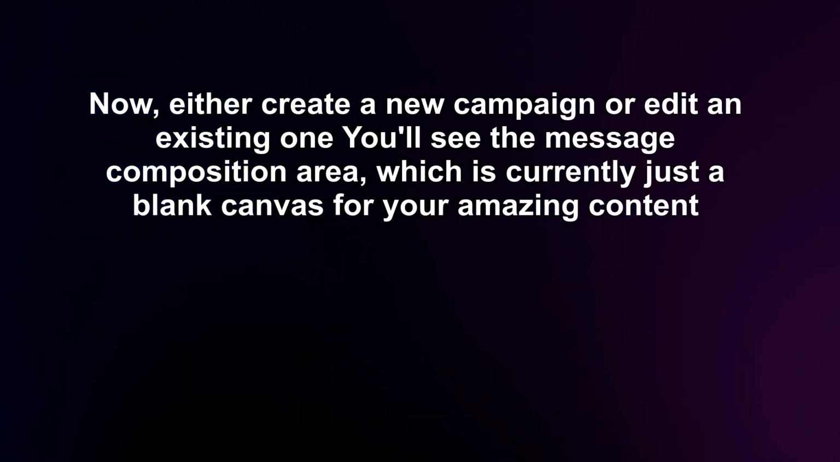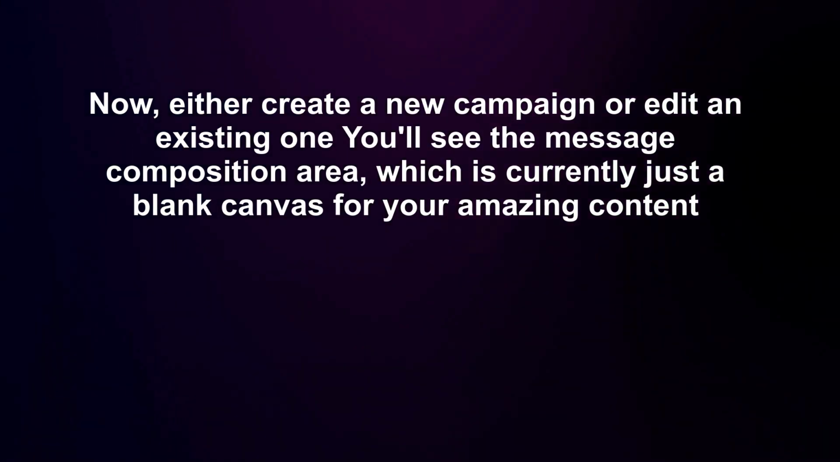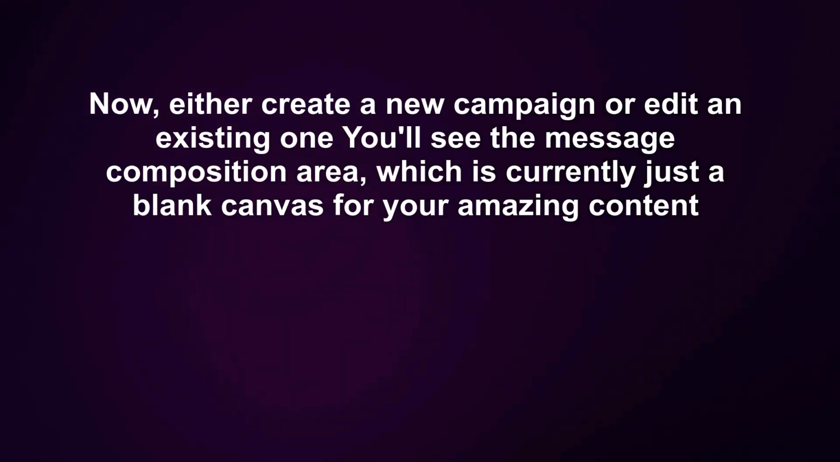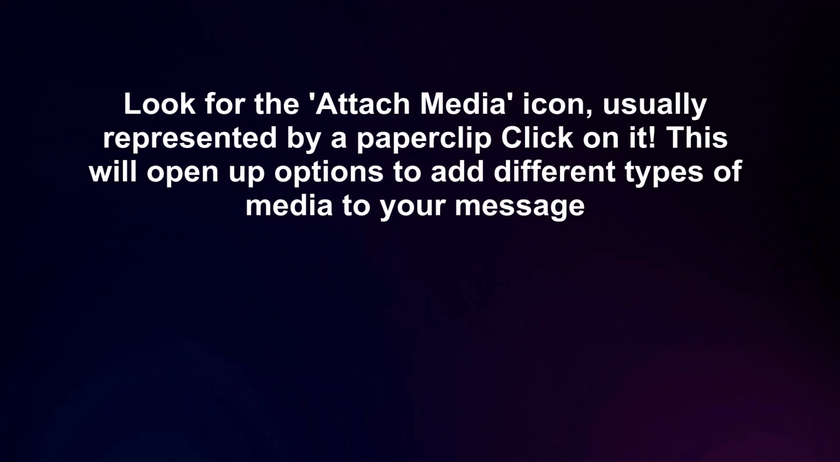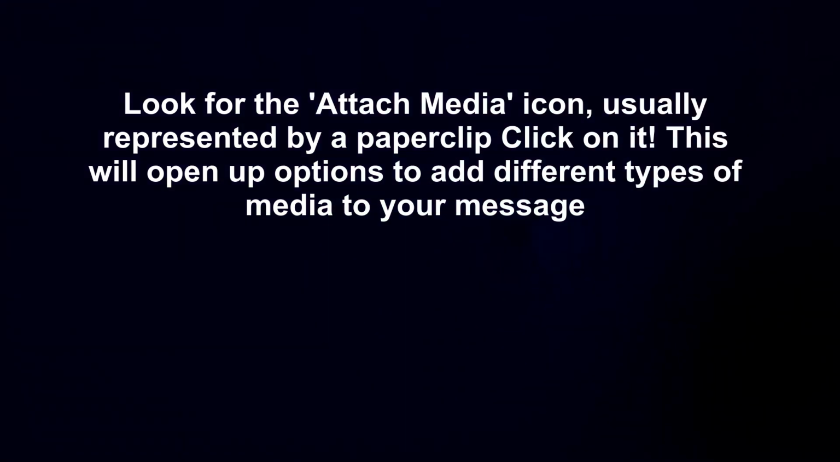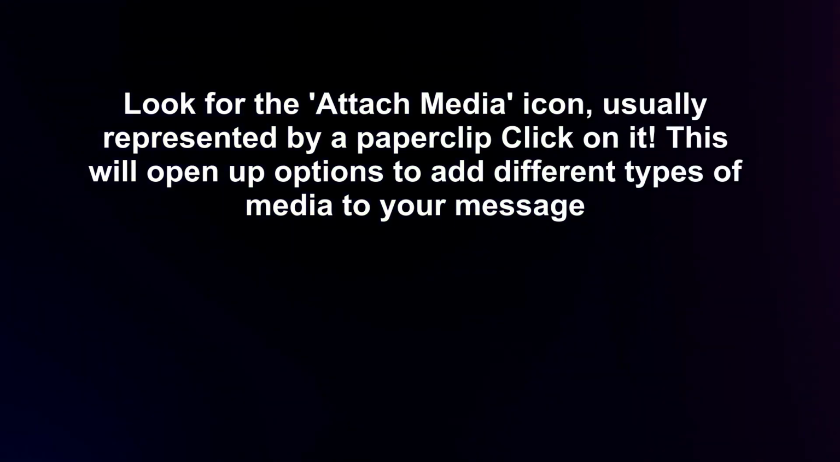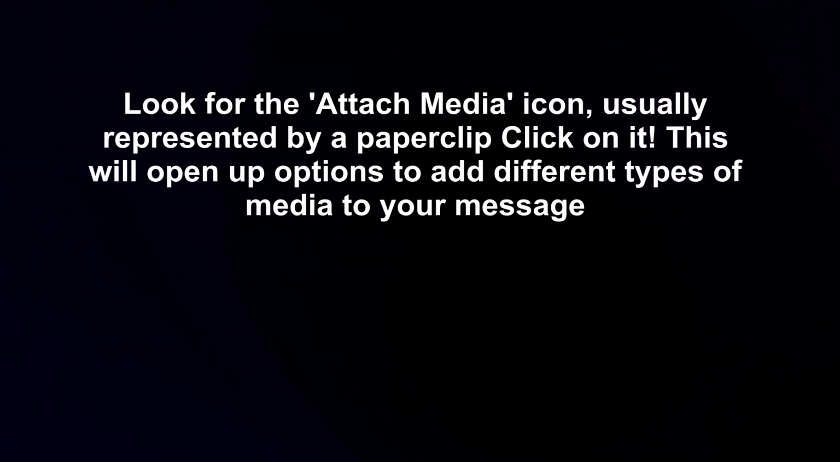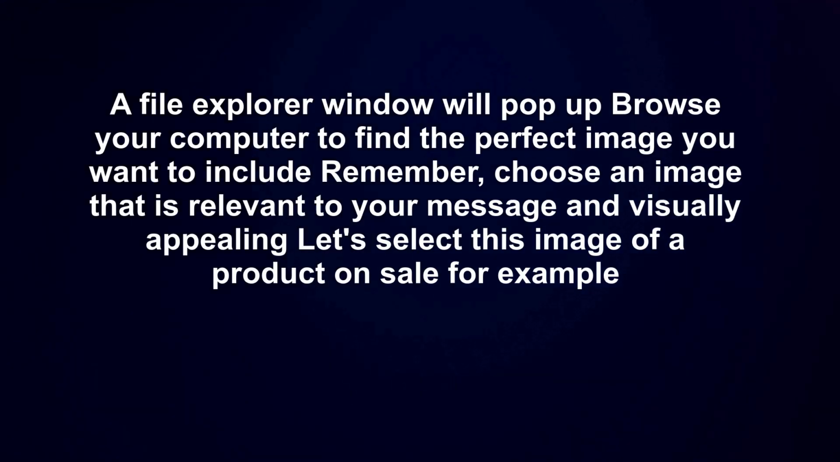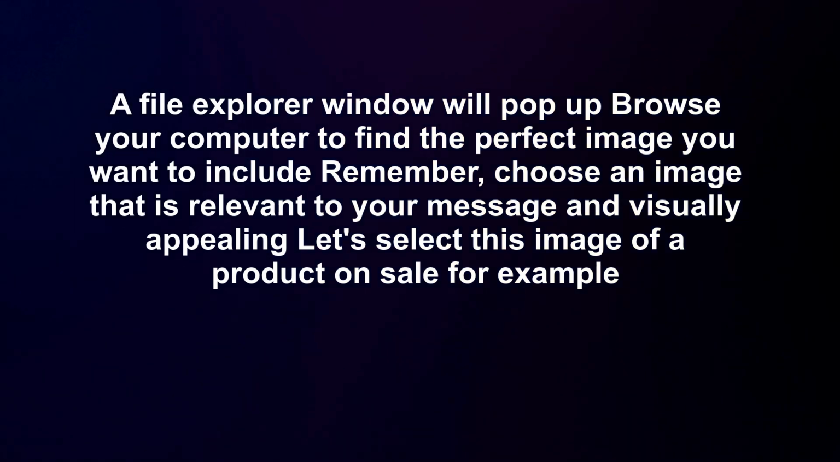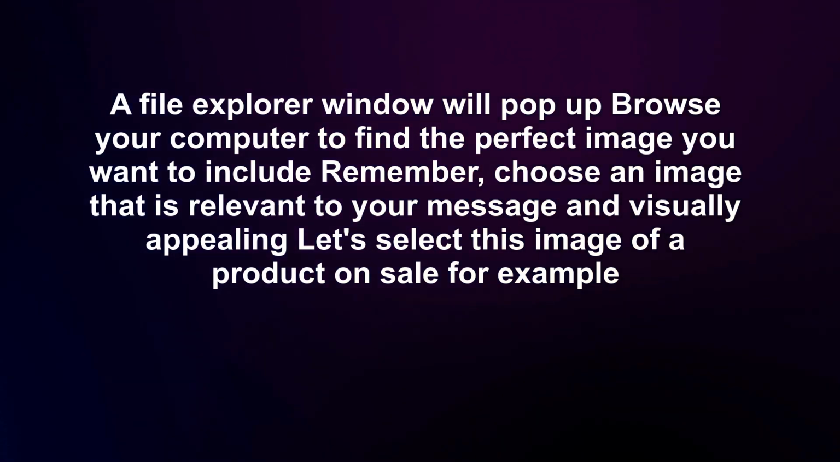You'll see the message composition area, which is currently just a blank canvas for your amazing content. Look for the attached media icon, usually represented by a paperclip. Click on it. This will open up options to add different types of media to your message. A file explorer window will pop up. Browse your computer to find the perfect image you want to include.